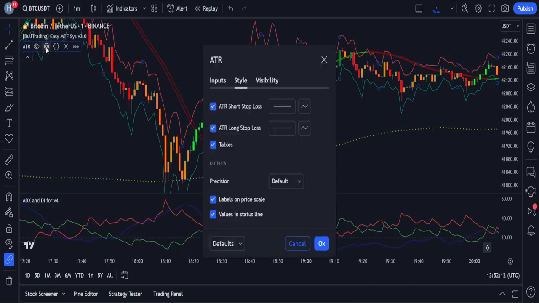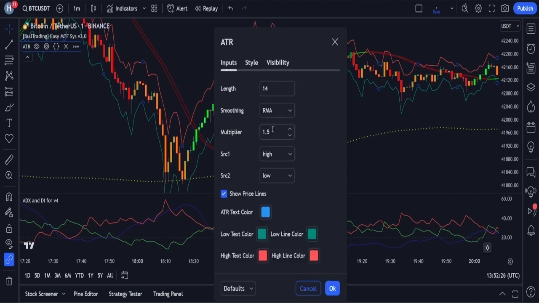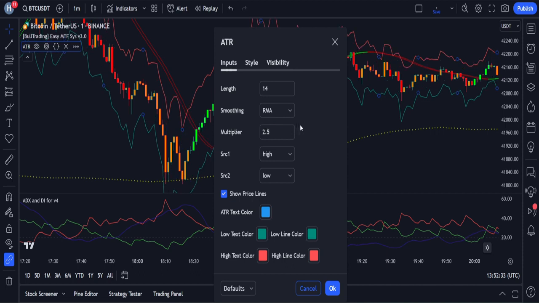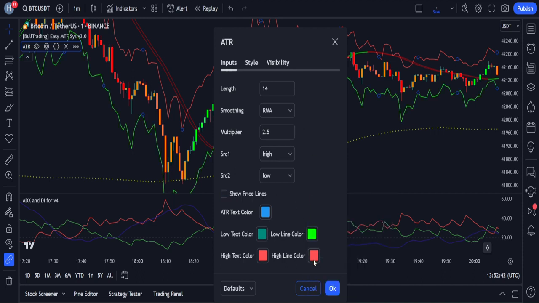So first of all, let's head over to the ATR Stop Loss Finder settings. We will navigate to the Style tab. Now let's uncheck the ATR tables checkbox since we won't be using them for the strategy. Now let's head over to the ATR settings and change the multiplier from 1.5 to 2.5. We have seen professional traders use 0.85, however. Since we are trading using crypto, we will change it to 2.5. After doing so, we will uncheck the Show Price Lines option. Lastly, we will be changing the colors of both the upper and lower ATR lines.